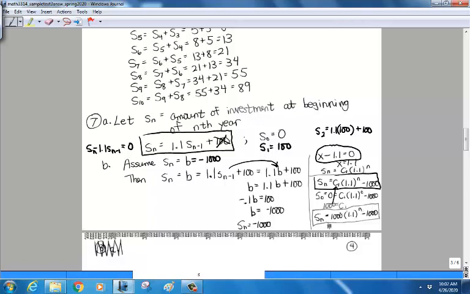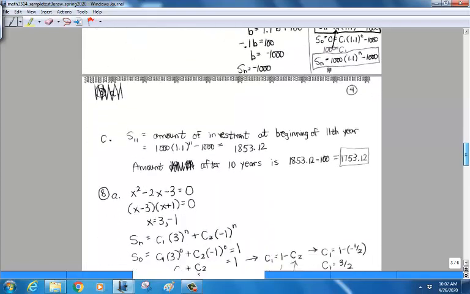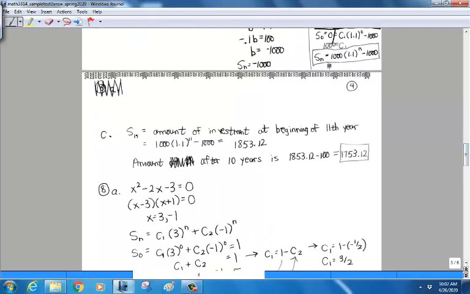If you know the value of the subscript, just plug that into this formula and you can compute S sub n. And actually, I did that here on the next page, because I'm going to compute S sub 11 using my formula. It turns out that S sub 11, if you compute that using the formula, you get 1853.12. That means at the beginning of the 11th year, this is how much is in the account. So the amount after 10 years is this amount minus 100.